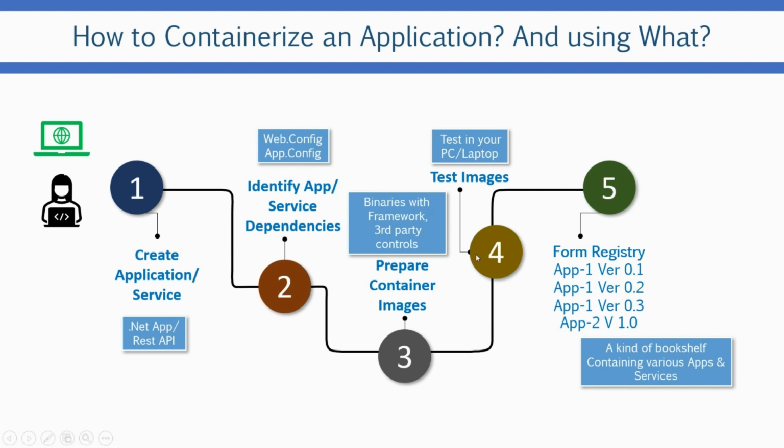Put the Docker image locally or in the local repository with version information and test those images. Ensure that the images meet your requirements. And you can build a series of registry with multiple versions like app1 version 01, 02, 03 or 1.0. And this can be utilized for deploying it into any environment, be it on premises or at the cloud environment.